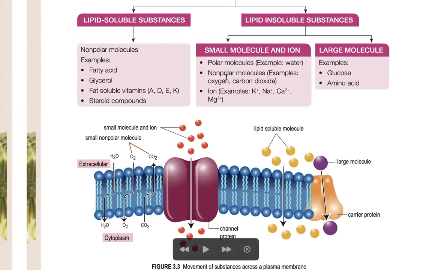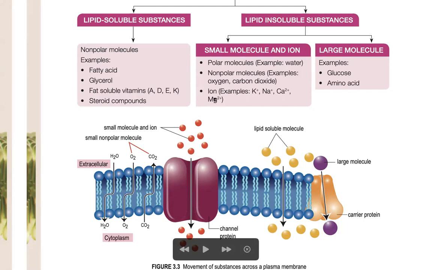The next one is non-polar molecule, which are oxygen and carbon dioxide. Awak tengok ni, O2 dengan CO2. Oxygen akan masuk, carbon dioxide akan keluar. They also will use the phospholipid bilayer, and this process is known as simple diffusion. Sama proses dengan yang ni. Yang ni orang panggil simple diffusion. Yang ni osmosis. Yang ni simple diffusion.